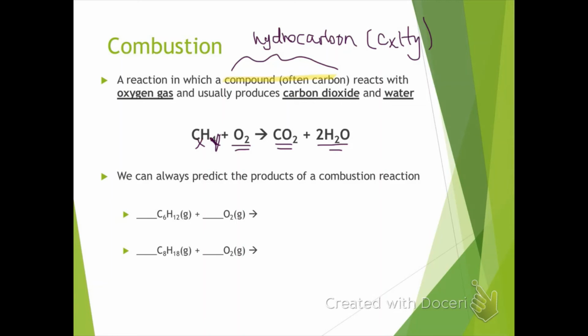I see this first reaction here. We have a hydrocarbon reacting with oxygen. This must be combustion. Combustion always makes CO2 and water. Then we need to go and balance it. I need 6 carbons on both sides. 6 times 2 gives me 12 hydrogens on both sides. This is a total of 18 oxygens, so 9 times 2 gives me 18 oxygens.